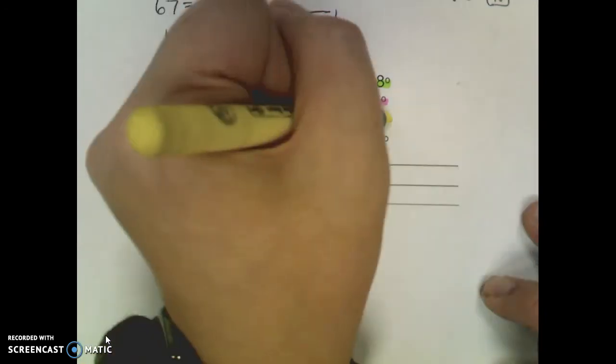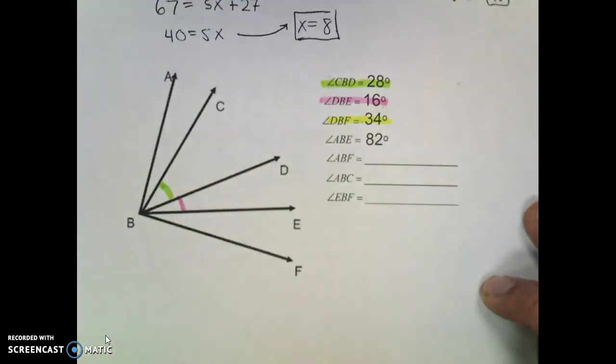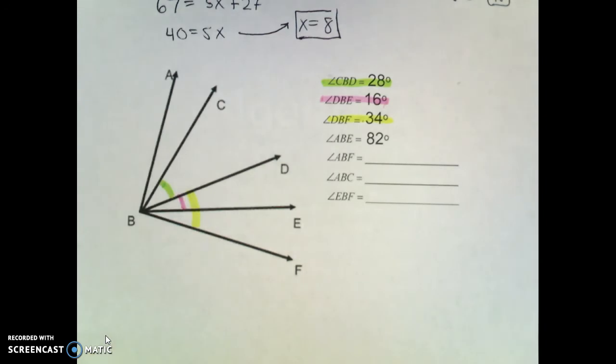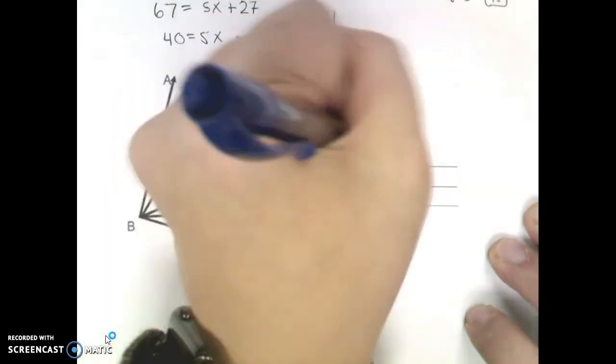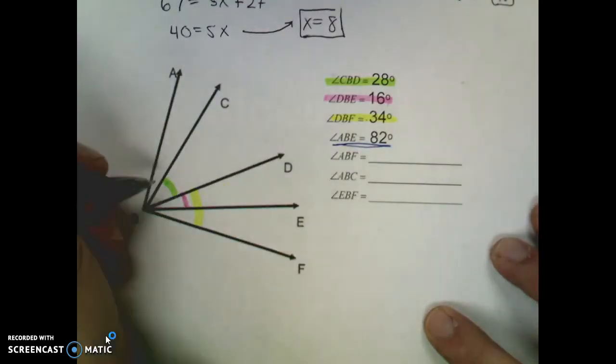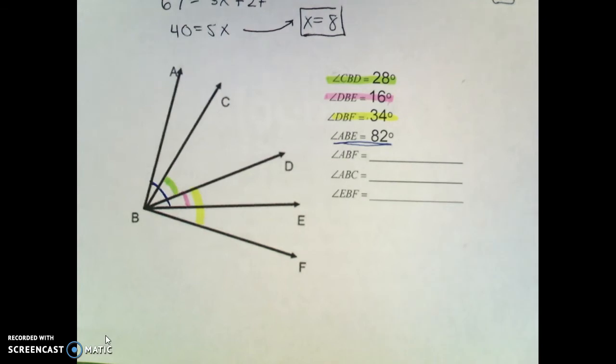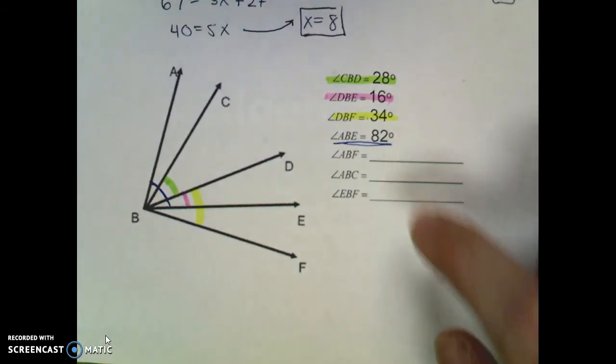So I'm taking these different color highlighters. So we have DBF. That's actually going to be all these two together. And then the last one, I'm out of highlighter, so we'll just use a blue pen. That's going to be ABE, which is going to be these three angles together. Okay? So we basically need to figure out ABF, ABC, and EBF.